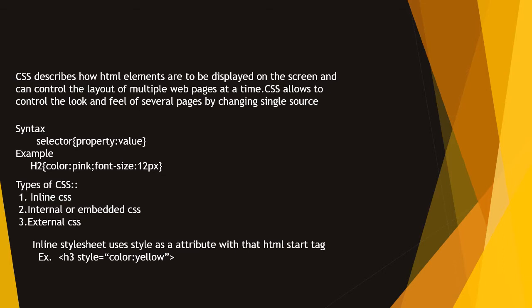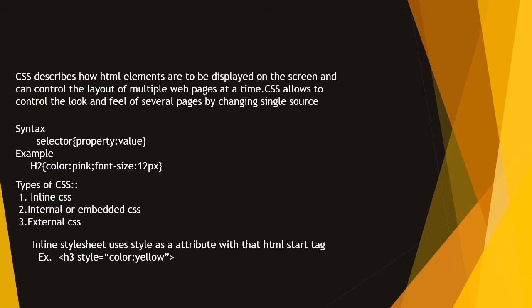Now there are three types of cascading style sheets: inline CSS, internal or embedded CSS, and external CSS. Actually, their name defines how they are used. For example, inline style sheet. Inline means in a single line.